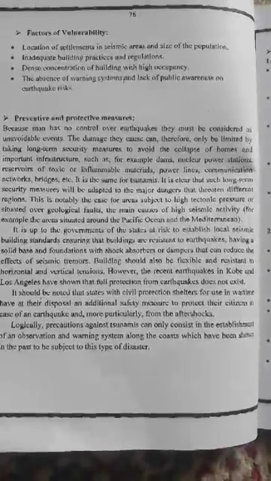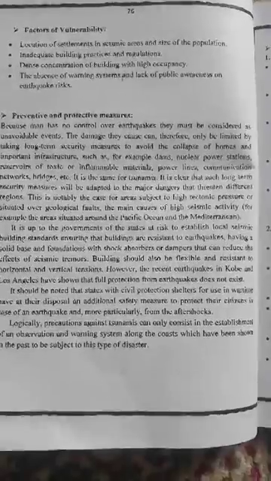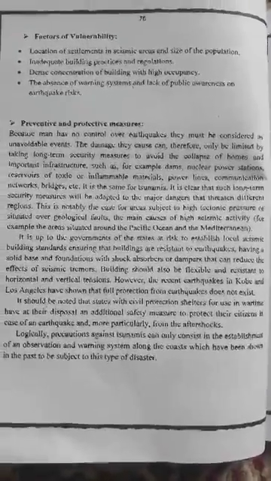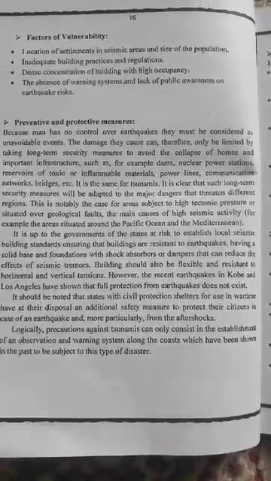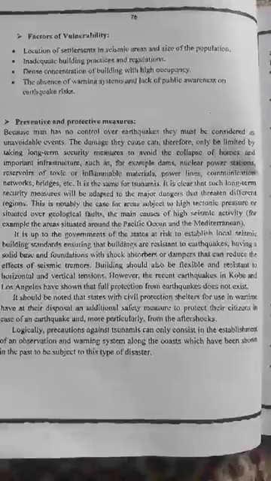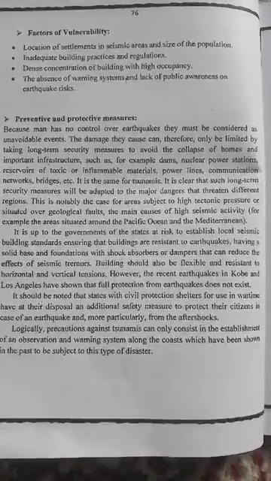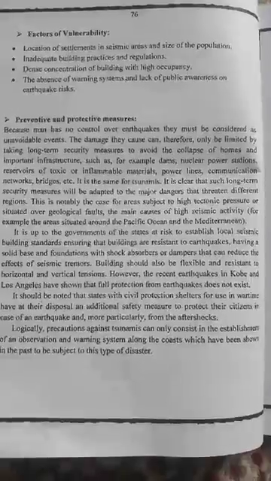As we know that we have no control over earthquakes, they are unavoidable events. The damage can be limited. We can't stop the damage, but we can limit it to a large extent by adopting a long-term strategy or security measures to avoid the collapse of houses and important infrastructure. For example, the collapse of dams, nuclear power stations, reservoirs, power lines, communication networks, bridges.